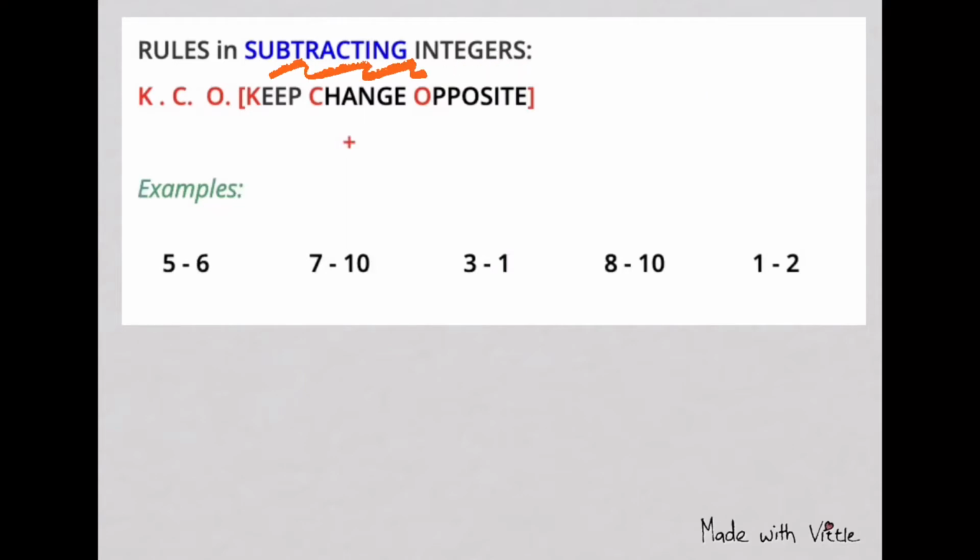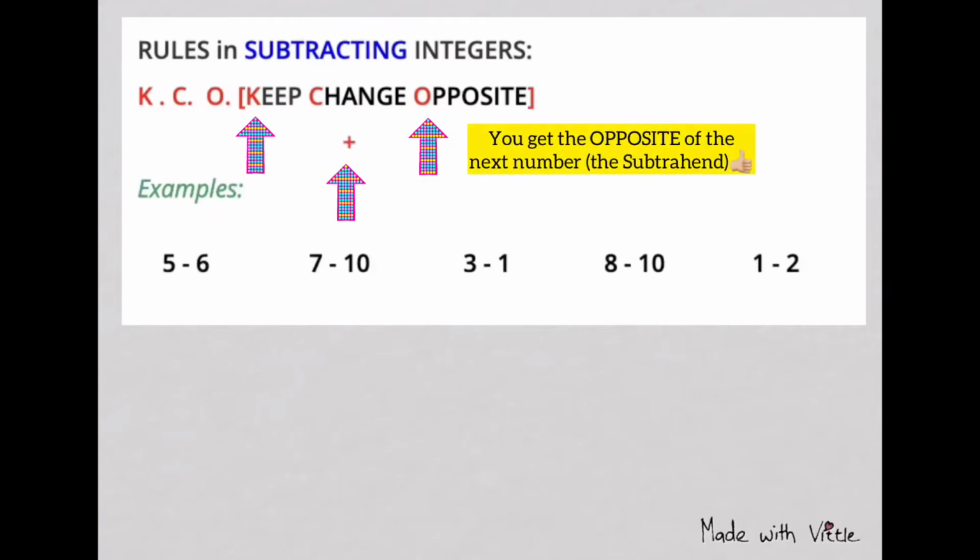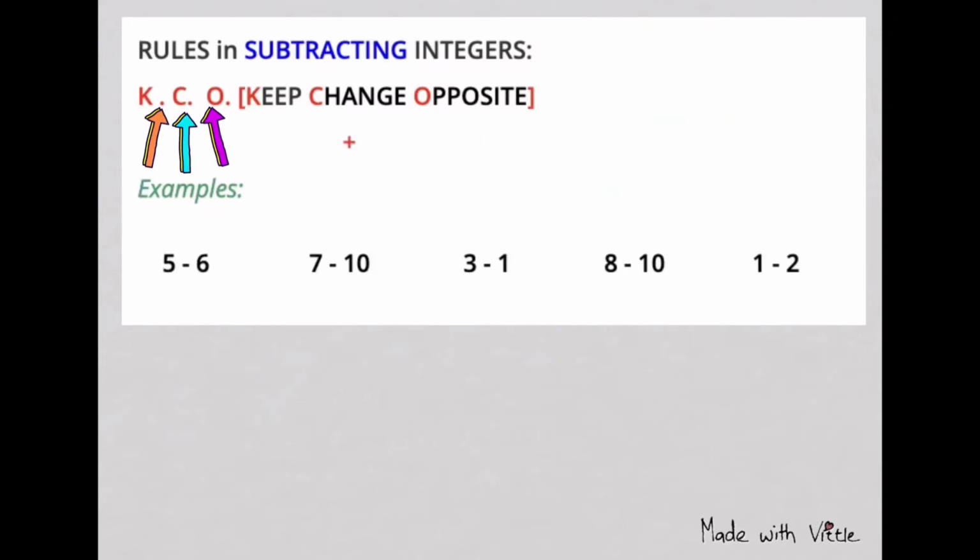So here is the strategy that I teach my students. They need to keep the first integer, change the subtraction symbol to addition symbol, and then get the opposite of the next number. So in other words, we KCO whenever we subtract integers.